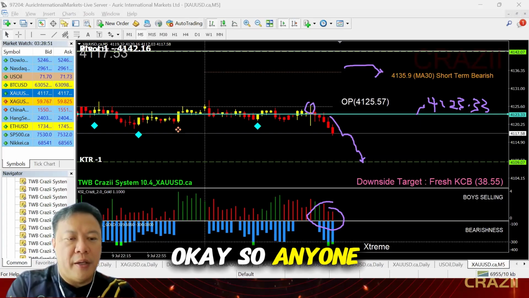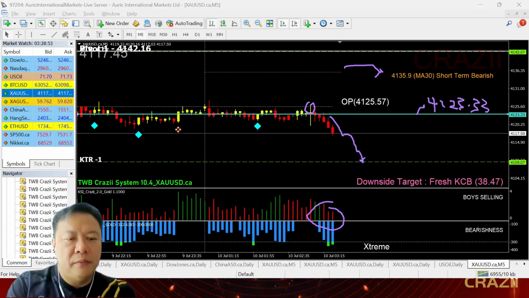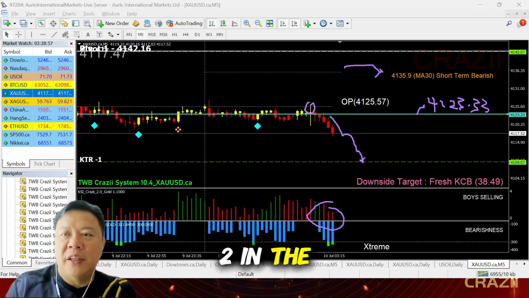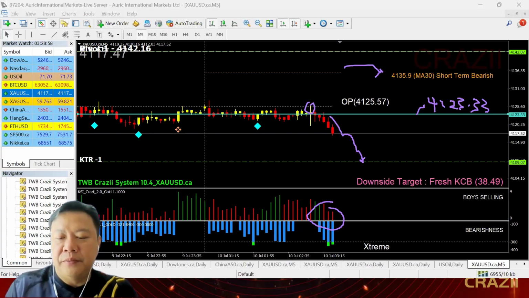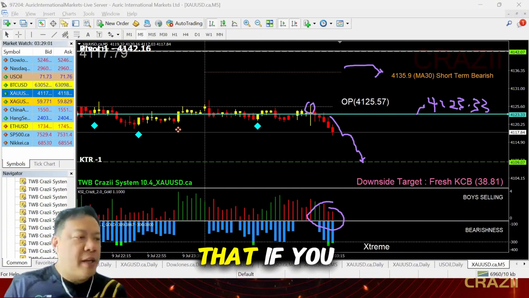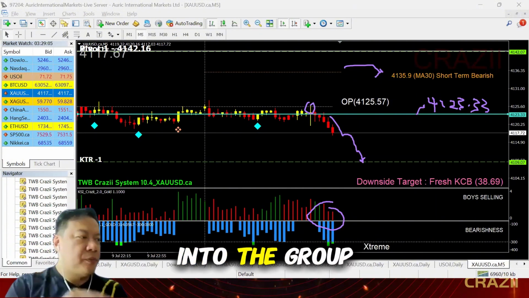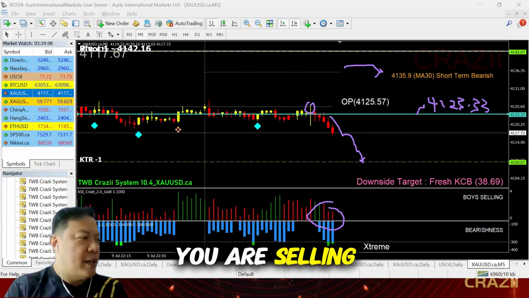Okay, so anyone selling gold now? If you're selling gold, put a 2 in the screen. That means that if you are selling gold now, press number 2 into the group chat, and I'll see how many are selling gold.